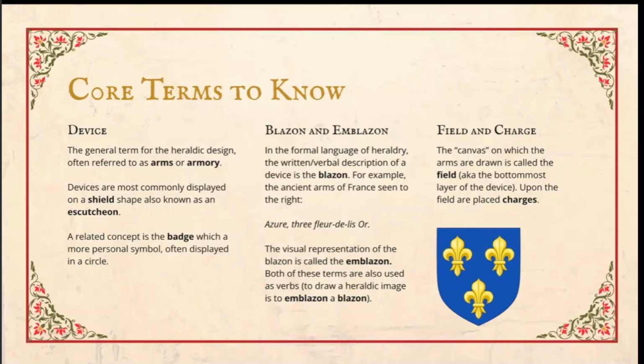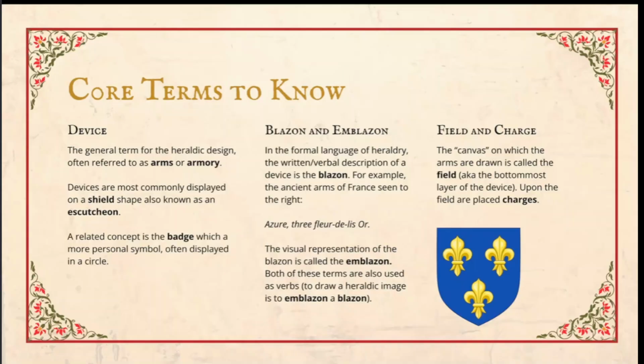Okay, here are some core terms to know. Broadly speaking, the thing that is your heraldry is called a device. You may also hear that called arms, a coat of arms, armory. Technically, those terms mean a little bit more than just the device, but the device is the core design. Those are most commonly placed on the shape of a shield, because this dates back to the Middle Ages when you were putting this on a shield. And that shield shape is known as an escutcheon, depending on how you want to pronounce that.